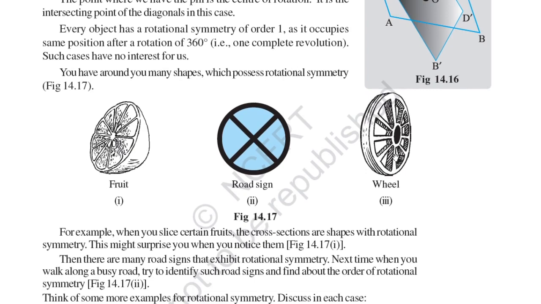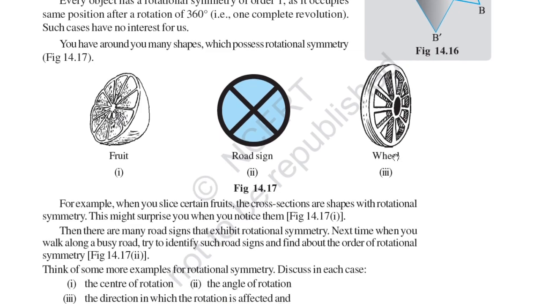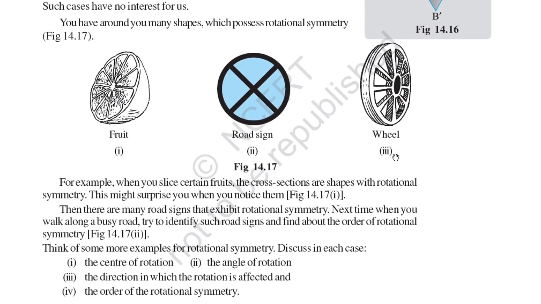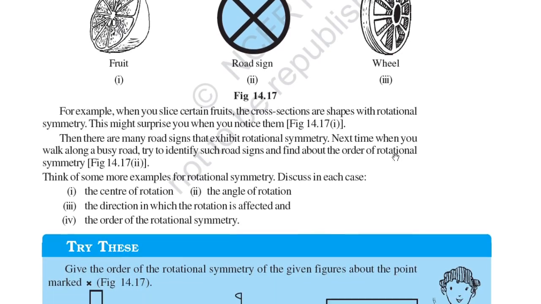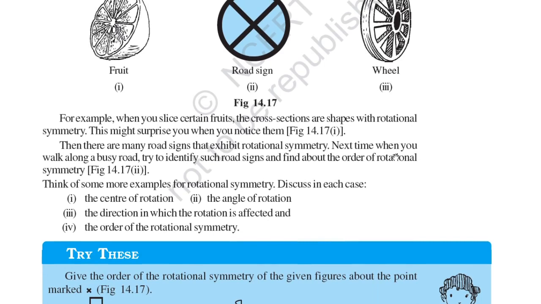So you can see here, around you, many shapes which possess rotational symmetry. You can see a fruit, second is a road sign, and third is a wheel. For example, when you slice certain fruit, the cross sections are shapes with rotational symmetry. You might have seen a lemon and orange and similar fruits. This might surprise you when you notice them. So you can see figure 14.17.1.